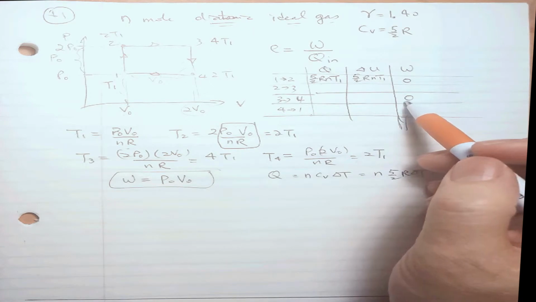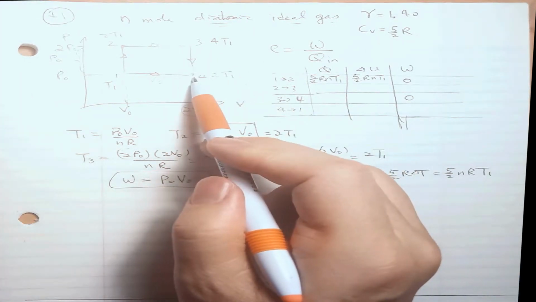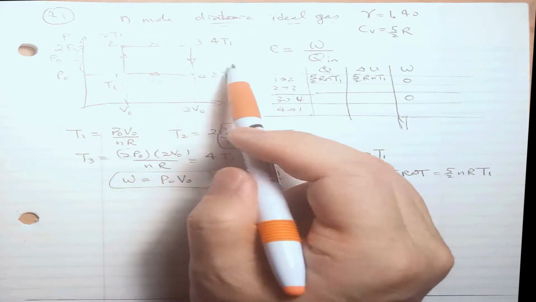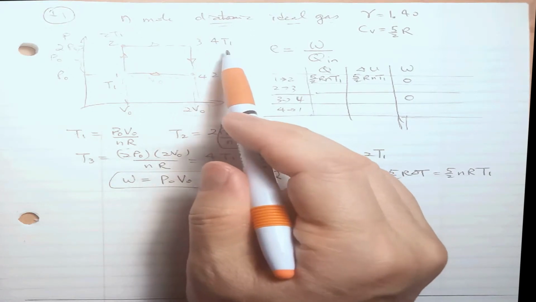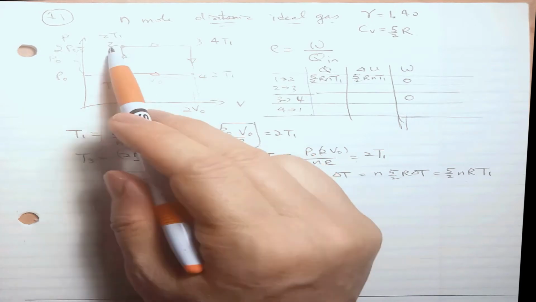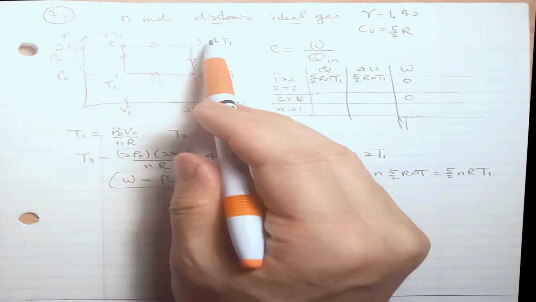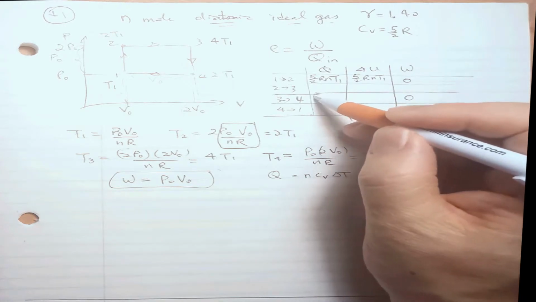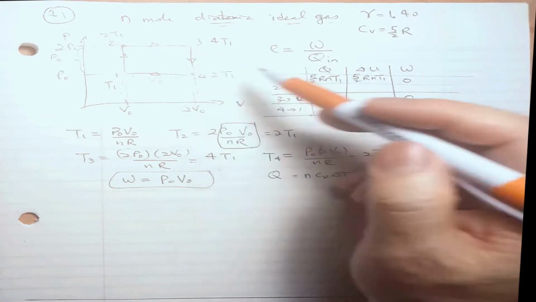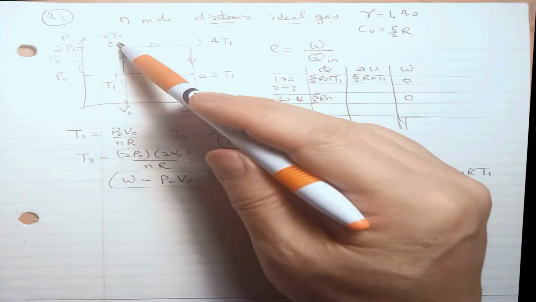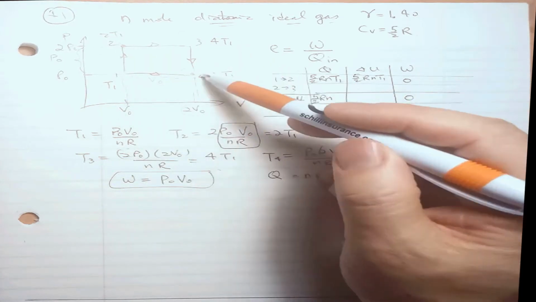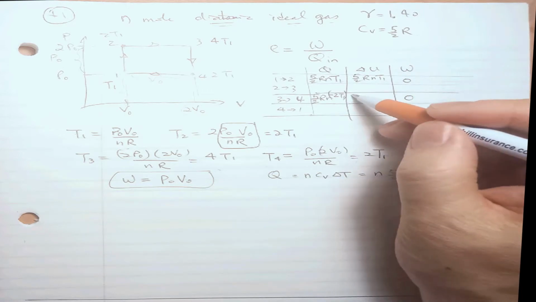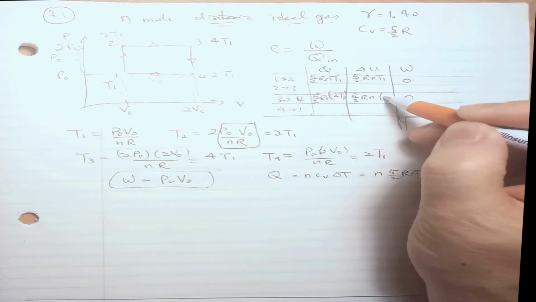Similarly, from 3 to 4, the temperature change is 2T1 minus 4T1, which is negative 2T1. So it's not a single increase in T, it's actually a drop of 2T1. So for isochoric 3 to 4, it will be 5/2 nR, but instead of increasing by a single T1, it will be negative 2T1 because it's a drop. And this will be 5/2 nR times negative 2T1.